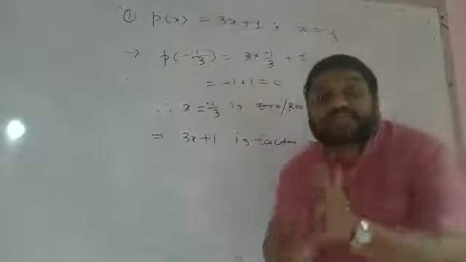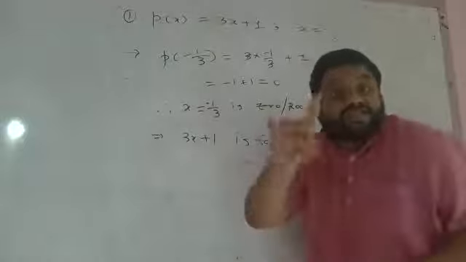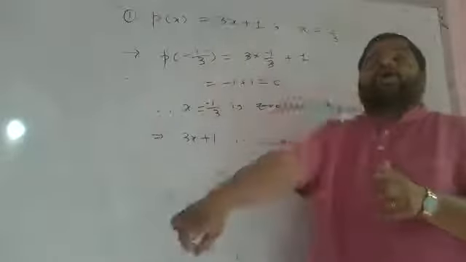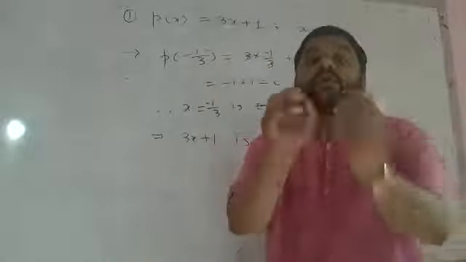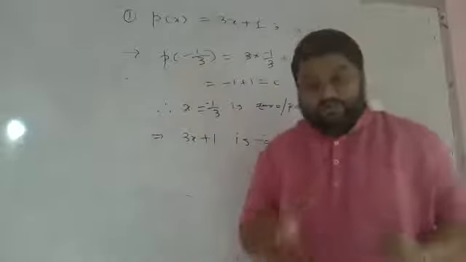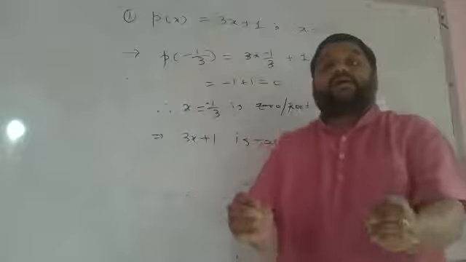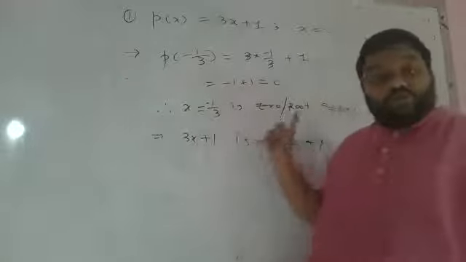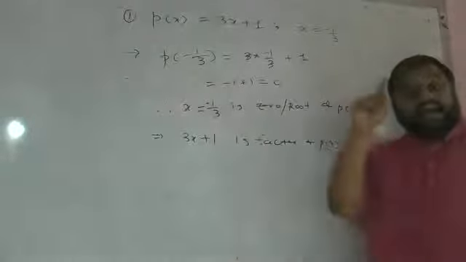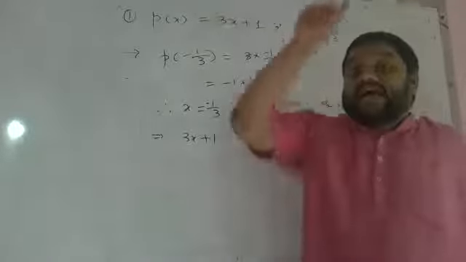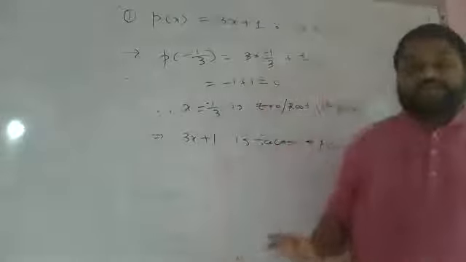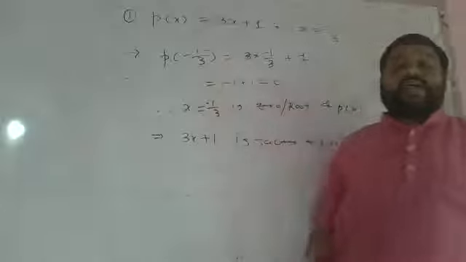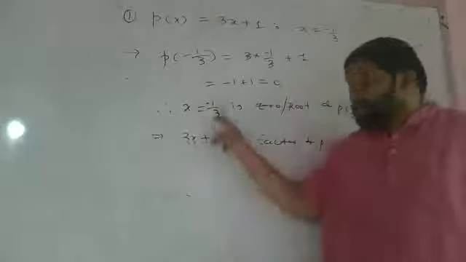When I say x plus a is a factor of P of x, what is the zero of P of x? x is equal to minus a. Zero of P of x, root of P of x and solution of P of x mean the value of x for which P of x is equal to 0. But when I say factor of P of x, it is x plus or x minus a, depending on the zero. Whichever zero we have, we shift it to the other side and then we say it is a factor. Here x is equal to minus 1 by 3.